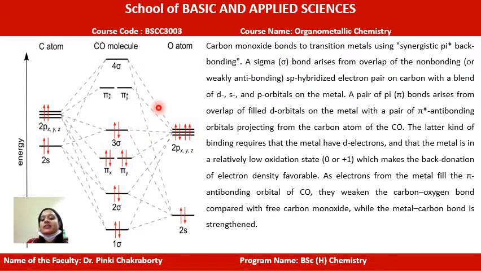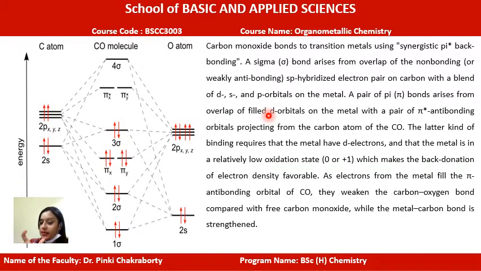And what is the lowest unoccupied molecular orbital? Your pi star is lowest in energy and is not occupied by any electrons. So whenever a metal forms a carbonyl bond with the carbon monoxide ligand, two types of bonding take place. One, the electrons present in the highest occupied molecular orbital of the carbonyl molecule will be donated as the sigma bond to the metal.